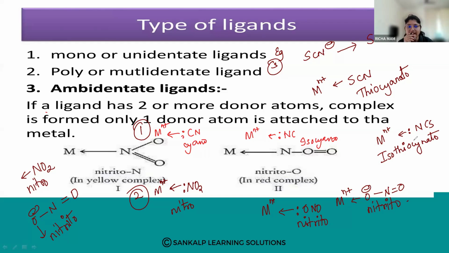First is the nitro group. In the nitro group, both nitrogen and oxygen can link. If nitrogen links, it forms nitro; if oxygen links, it forms nitrito. Then in CN minus, if carbon links to the central metal atom, it forms cyano; if nitrogen links, it forms isocyano. The last was SCN. If sulfur links to the central metal atom, it forms thiocyanato; if nitrogen links to the central metal atom, it forms isothiocyanato. Is it clear?